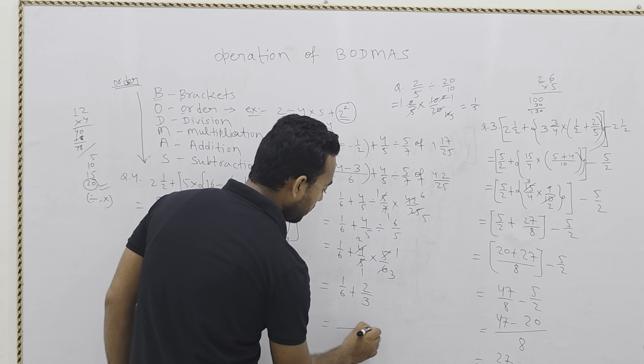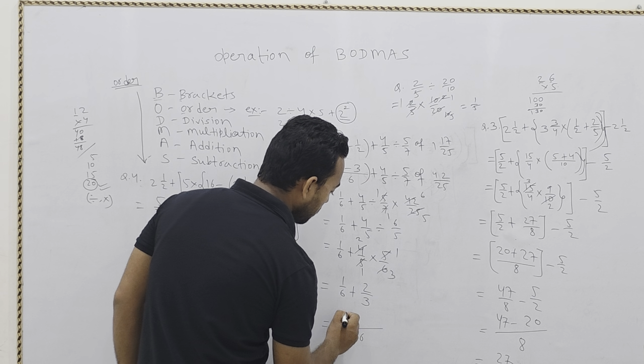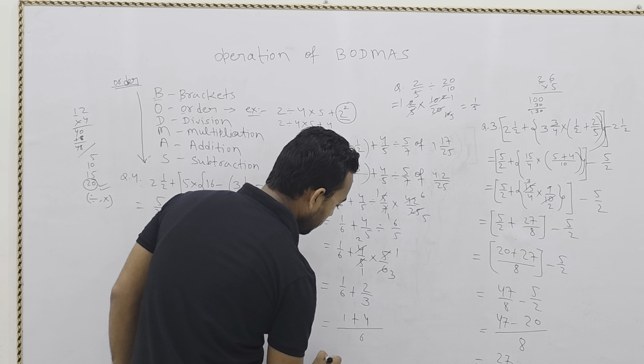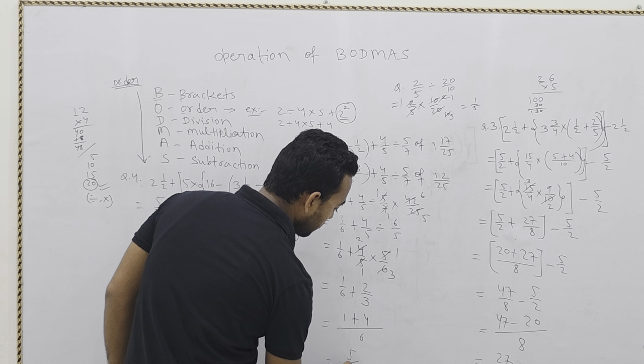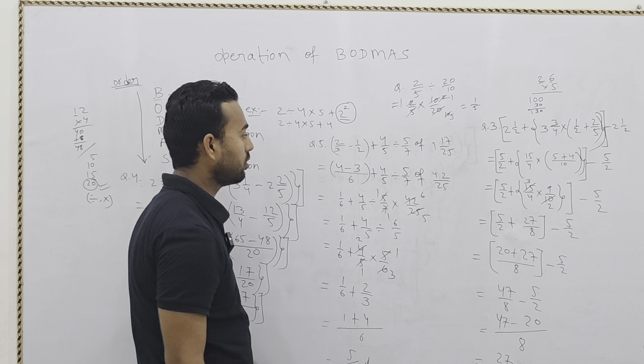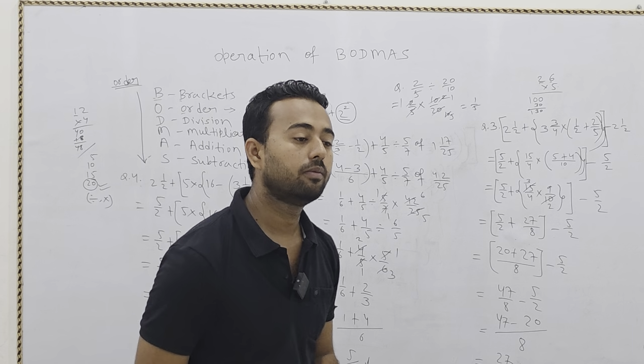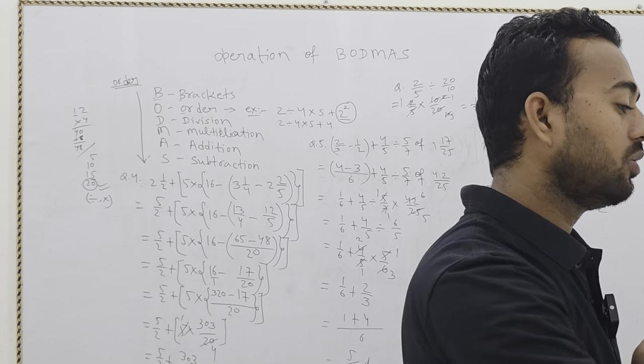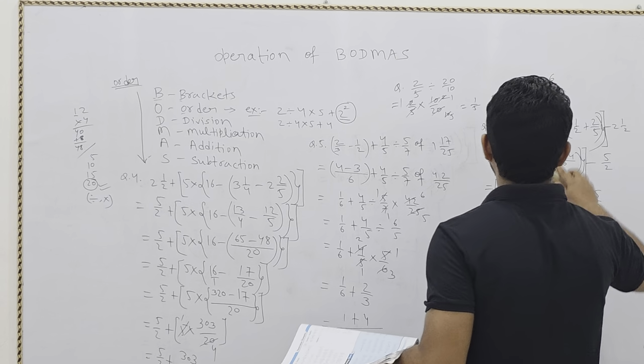Now easily we can solve here. LCM will take 6, 1 plus 2 4 equal to 5 by 6. This will be the correct answer for this question. I hope you are getting my point, what I am going to try to say to you. Now coming to the next question.